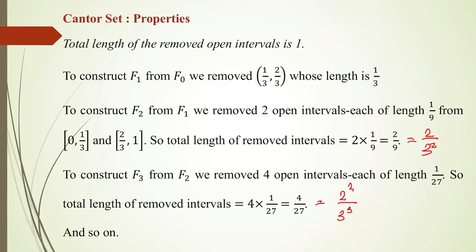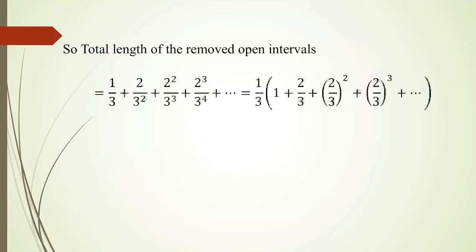Okay, and so on. So the total length of removed open intervals is, in the first stage 1/3, in the second stage 2/3², in the third stage 2²/3³, and in the next stage we will have 2³/3⁴, plus etc. This is an infinite series. Take 1/3 outside, so that we get 1/3 times (1 + 2/3 + 2/3² + 2/3³ + etc.), which is a geometric series.